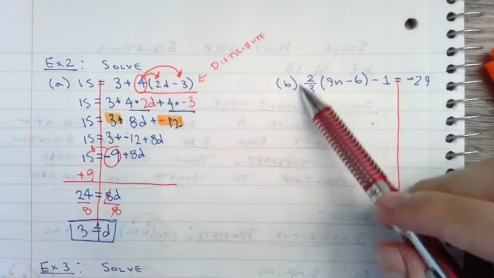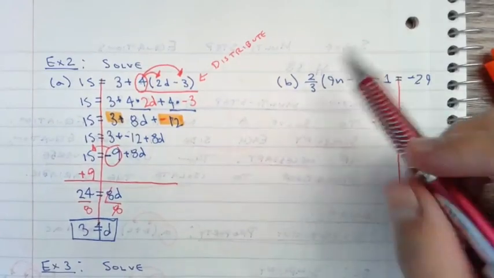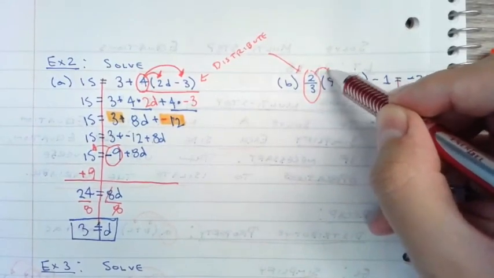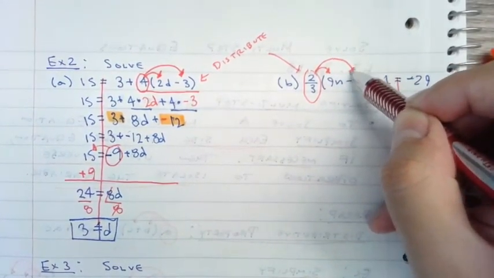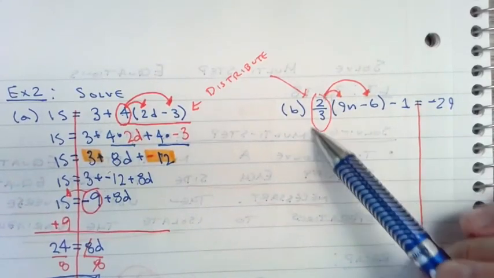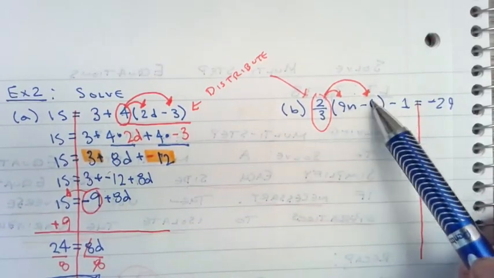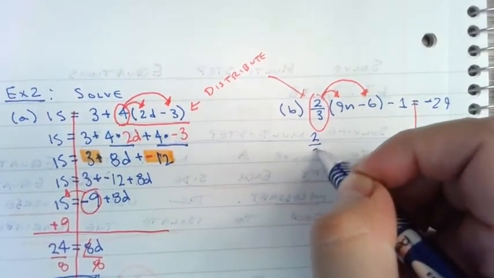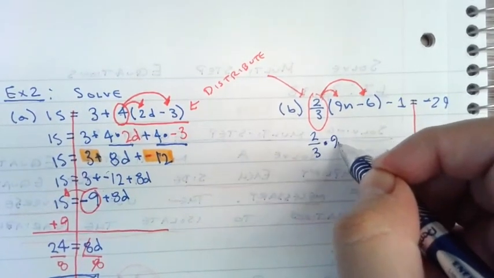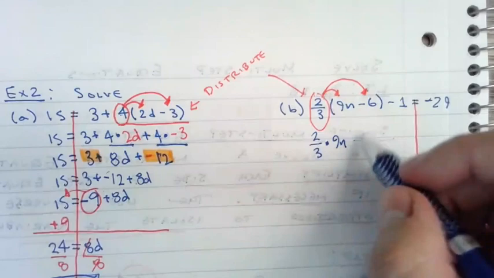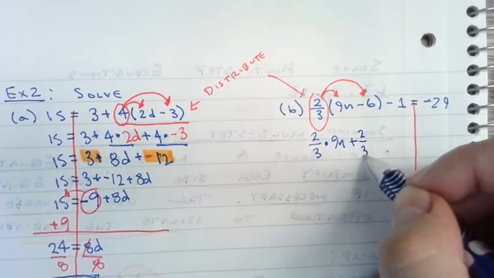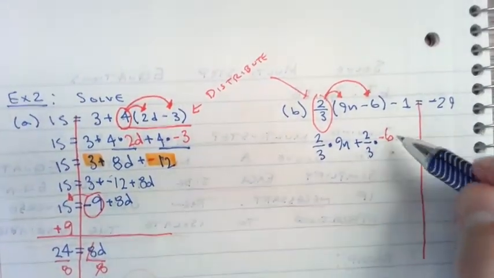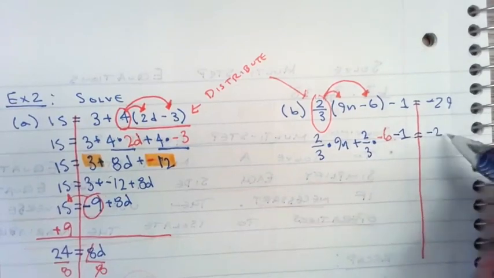And you're going to notice something different. Right here, you have the 2/3 times the 9n minus 6. Again, this is another job for us to distribute. So I'm going to get my 2/3, multiply it to 9n, and multiply it to negative 6. So let's continue. So 2/3 times 9n, and then plus 2/3 times your negative 6, and then minus 1 equals negative 29.